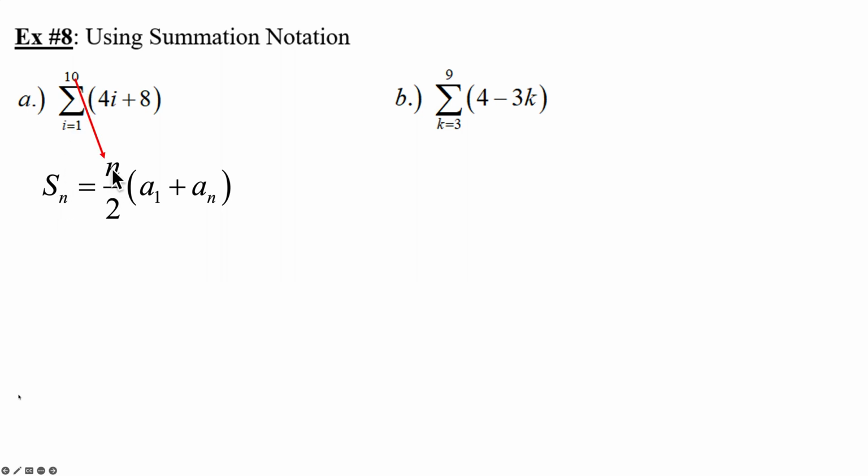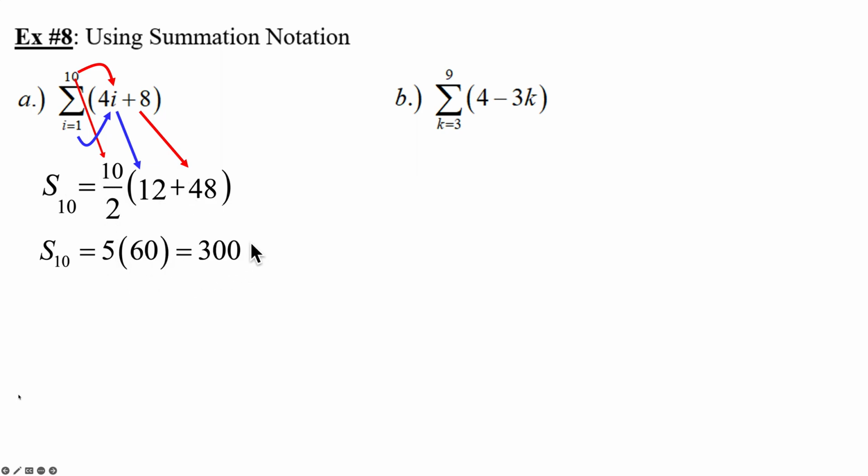So we'll put a 10 in for n. Find your first term, plug the 1 in for I. So 4 times 1 is 4 plus 2, that will be a 12. Take the 10 and plug it in for the I. 4 times 10 is 40 plus 8 is 48. So let's see, that's a 60, that's a 5. 5 times 60 is 300.